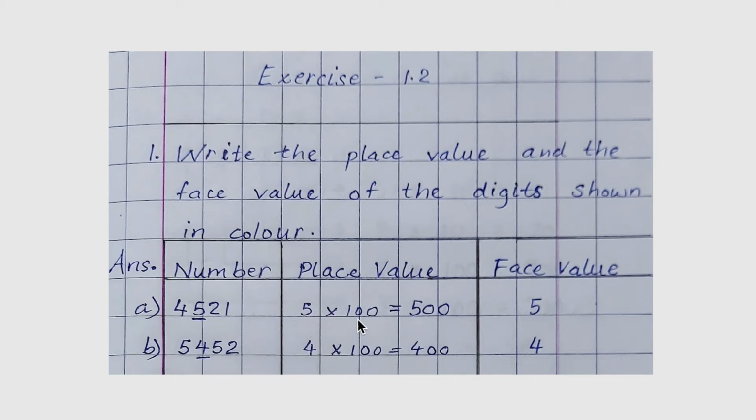So, we will write like this. Over here, we have 5 at hundreds place. Ones, tens and hundreds. How many hundreds do we have over here? 5 hundreds. That is 5 times 100, which is equal to 500. So, you have to mention it like this: 5 times 100, which is equal to 500. This is the place value of digit 5 over here. And face value of any digit is the digit itself. So, 5.